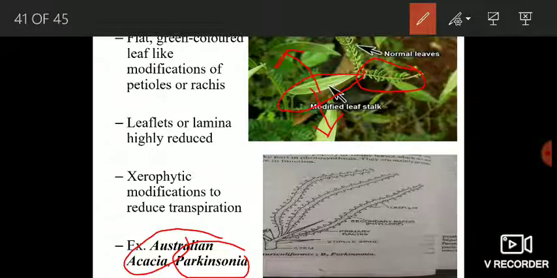Then the second example is Parkinsonia. In this plant, the primary rachis is modified to form the spine, and the secondary rachis which develops from the primary rachis becomes modified and forms the phyllodes. Here you can see in this image the small leaflets which arise on the secondary rachis are very much reduced.